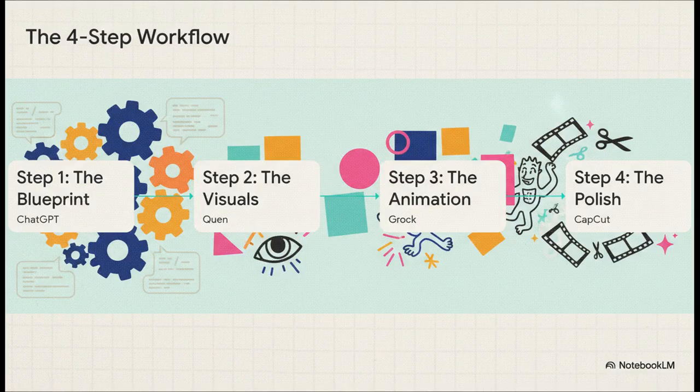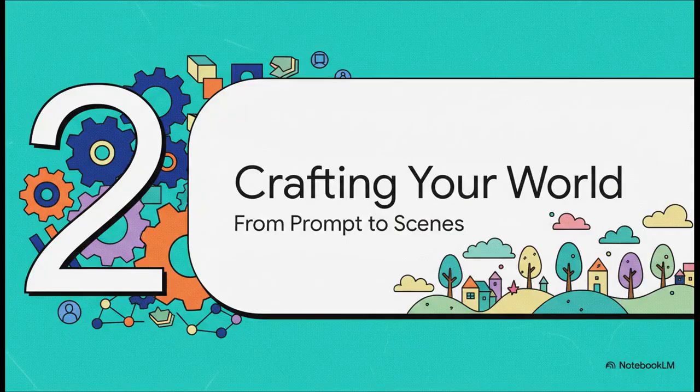We're going to be using 4 specific tools to make this happen. And the best part? They're all completely free. First, we'll build the entire plan in ChatGPT. Then, we'll create our visuals with a tool called Qwen. After that, we'll bring them to life with Grok. And finally, we'll put it all together and add a professional polish in CapCut. So let's start with the foundation.